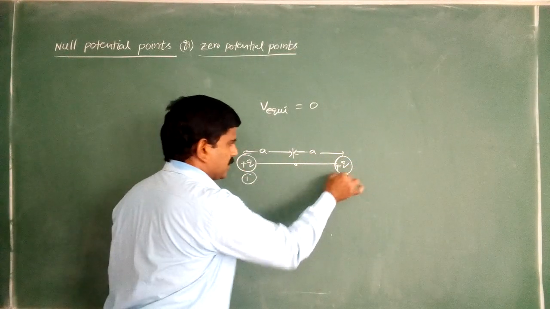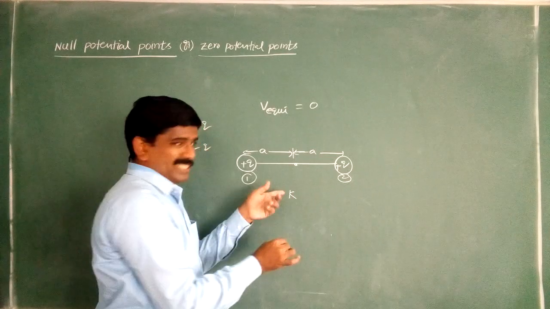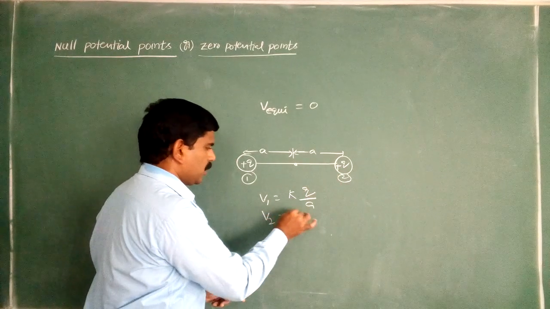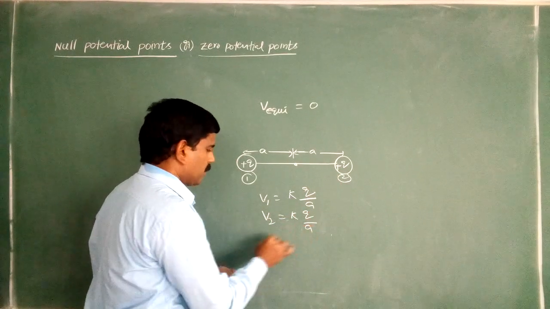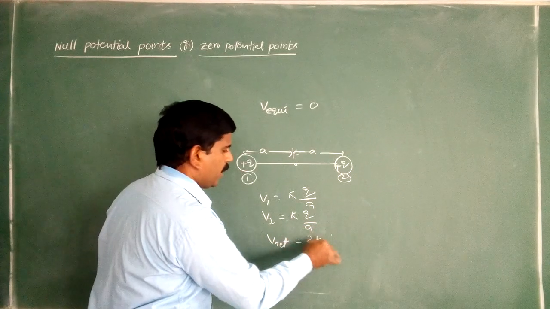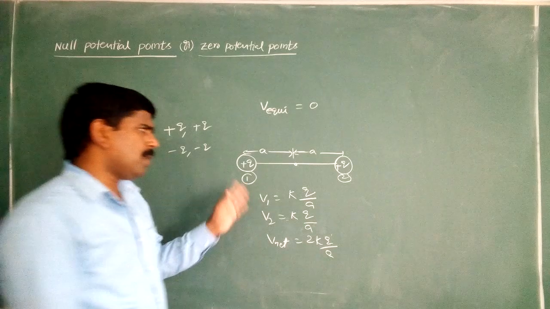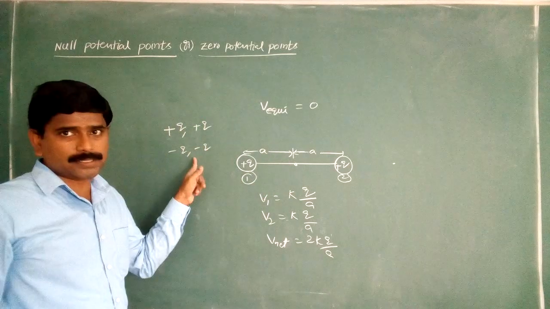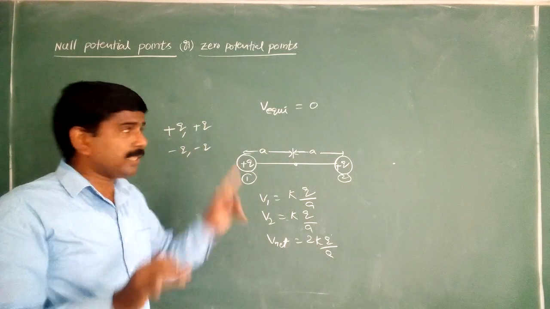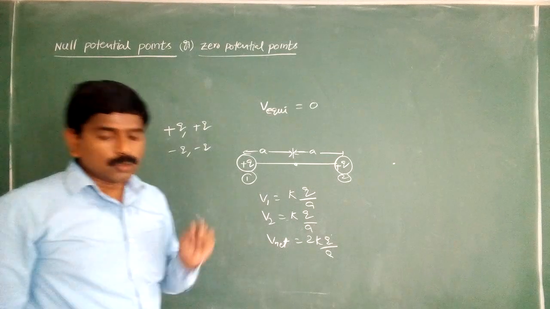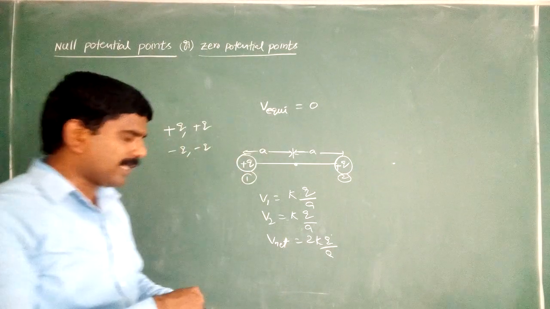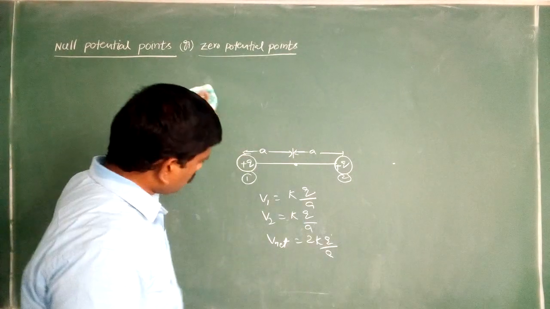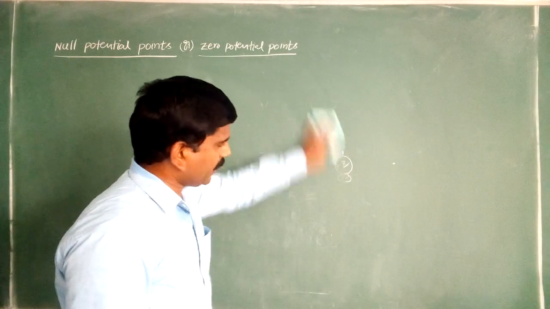Due to the first one, V1 is equal to some constant 1 by 4 pi epsilon naught into Q by A. Due to the second one, V2 is equal to K into Q by A. Therefore, V net is equal to 2K into Q by A. Outside points also, we never get null potential due to like charges. So a null potential point exists only for unlike charges, which means one must be positive and the second one must be negative.